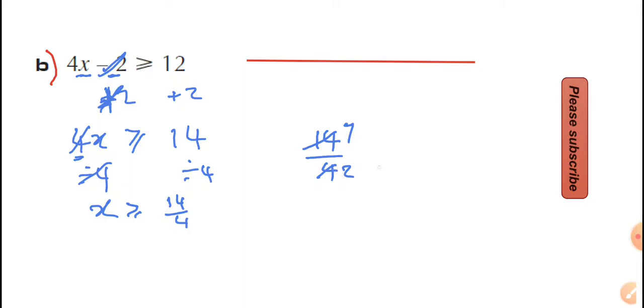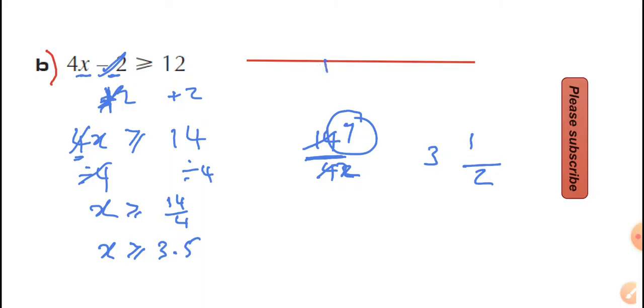Or we can turn the improper fraction into a mixed number. First of all, you just copy the 2 first, like this. And then you ask yourself, how many times does 2 go into 7? 2 goes into 7 exactly 3 times. 2 times 3 is 6, and the remainder is 1. So you get the answer of 3 and a half, or 3.5. So x has to be greater than or equal to 3.5.